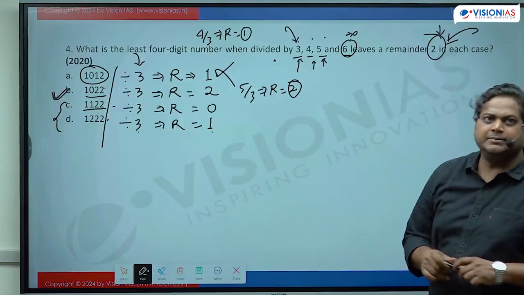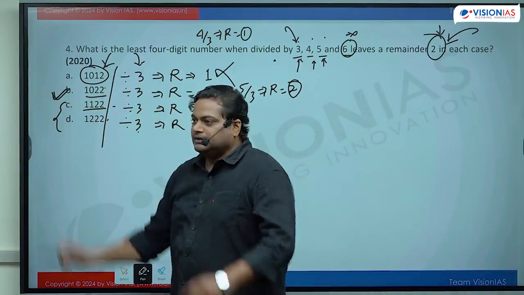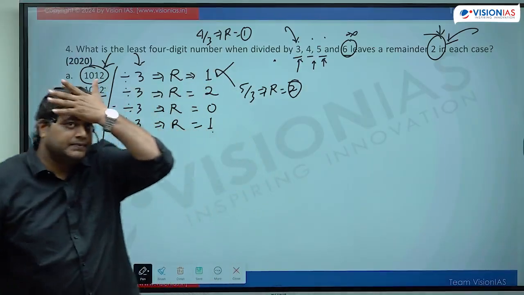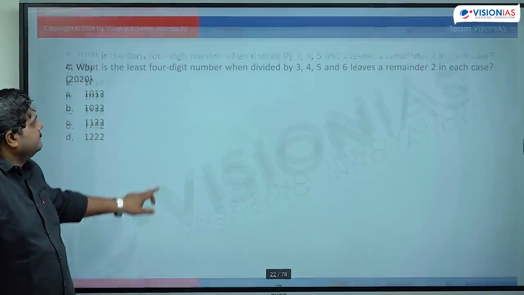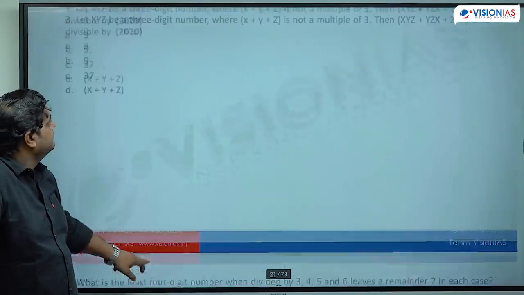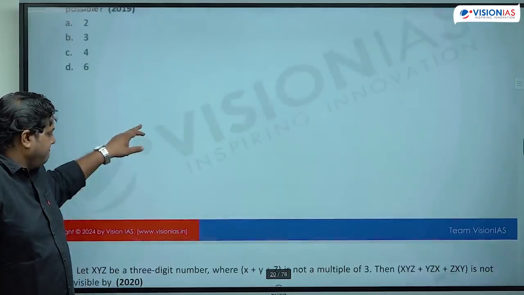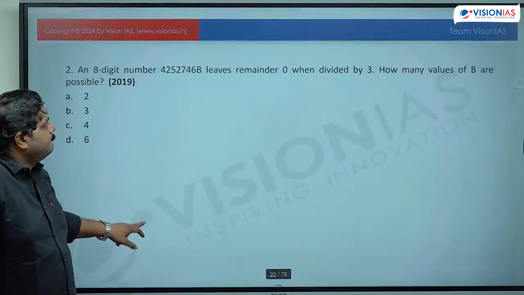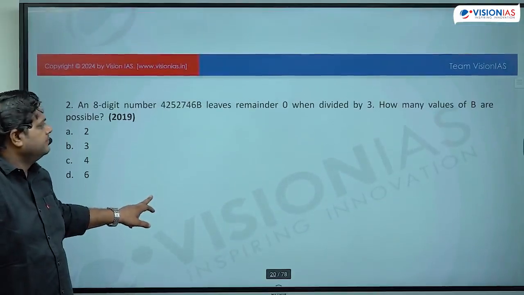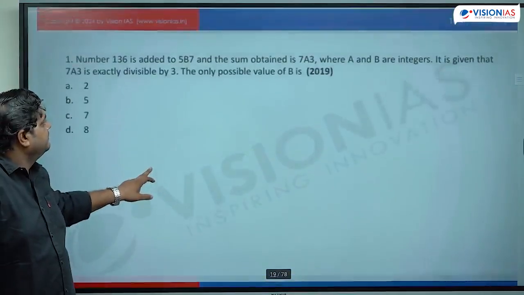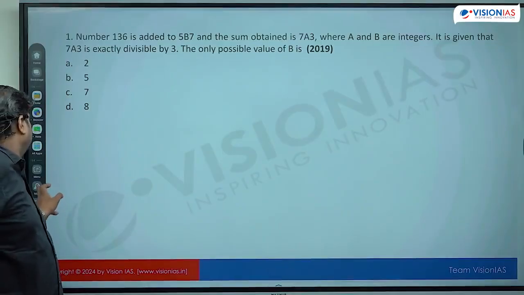एक्चुअल डिवीजन करके भी देख सकते हैं. हाँ बिल्कुल देख सकते हैं, वो तो है ही ऑप्शन. ठीक है, this we have already done. This is also done. This we can solve.